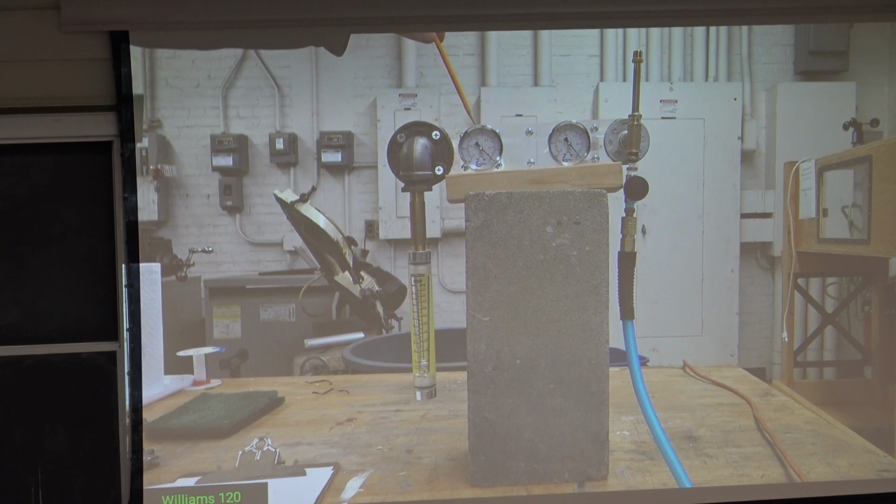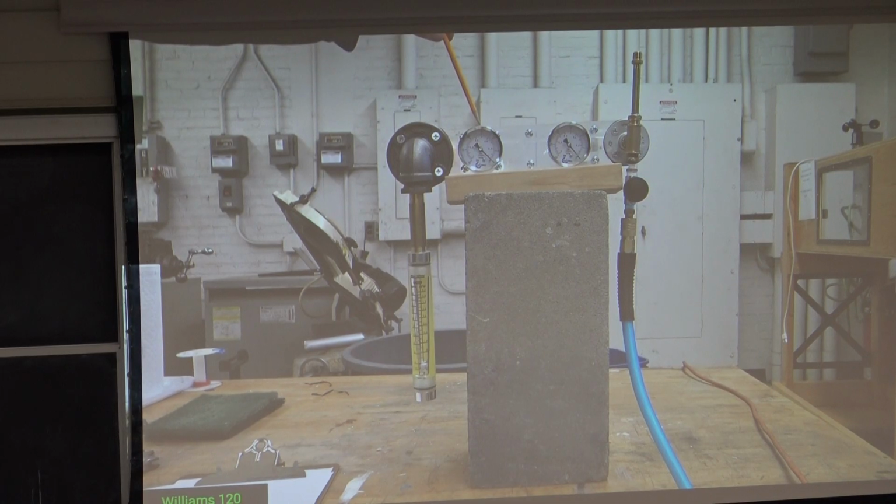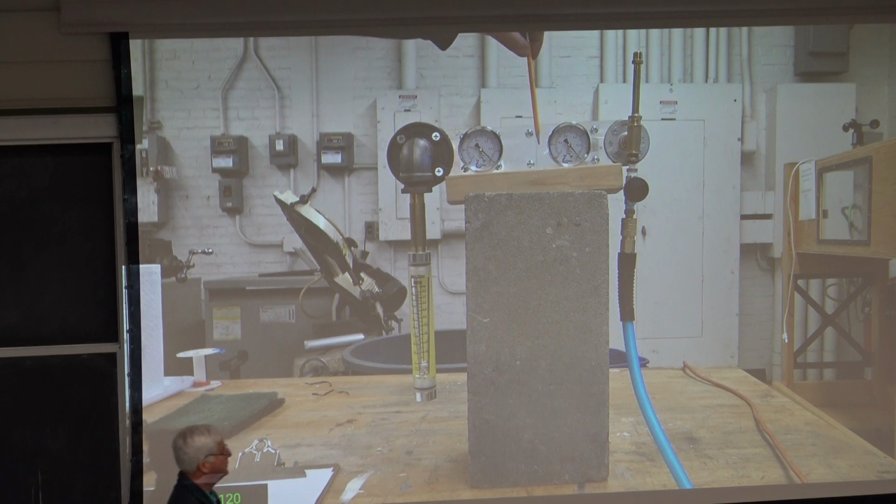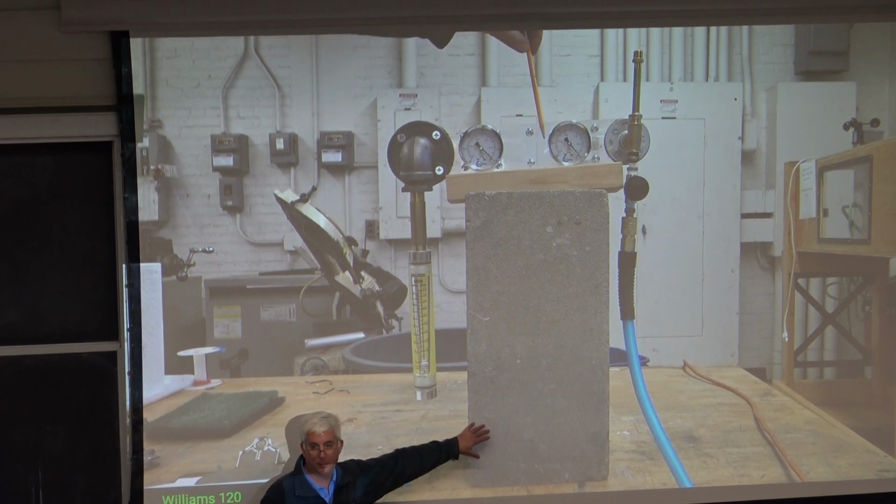We've got an upstream vacuum gauge. This is going to measure the vacuum on this side of the restriction. Same vacuum gauge on the downstream side. So this will be the low pressure system. And just so you know, this is a highly calibrated cement block.